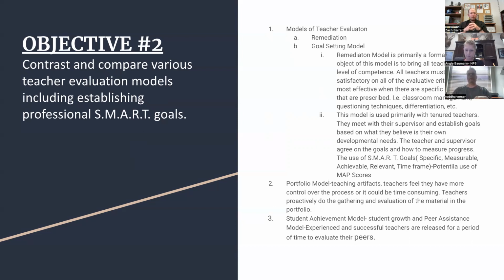From the book, what it's telling us is that the remediation model is primarily formative. The object of this model is to bring all teachers to a level of competence. So that's that formative. You've got your rubric, you go in and you look and see where they fall within. And the goal is to make sure that everybody's satisfactory, at least, or progressive.